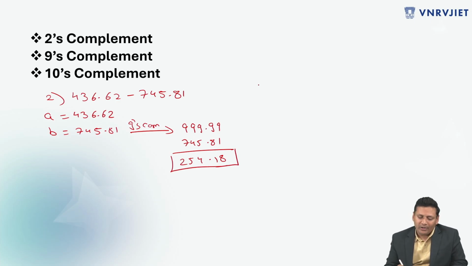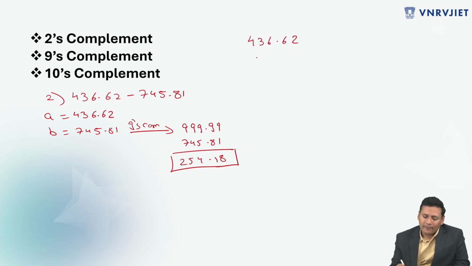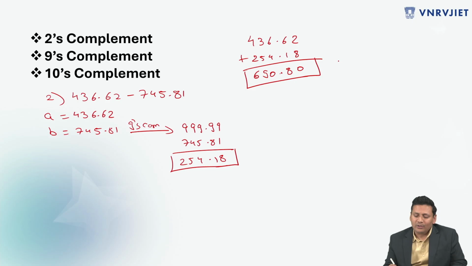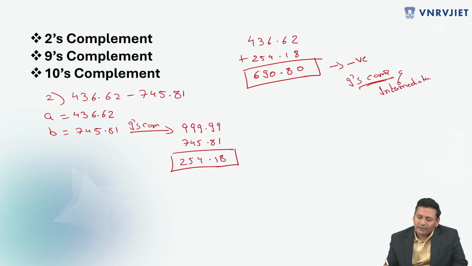Now I'm going to add it to the value of A. What is A? A is 436.62 plus 254.18. So it will be 690.80. Now, is there any carry? There is no carry. No carry means that the number is negative. And to get the final answer, we have to take the nines complement of our intermediary result. This is my intermediary result.